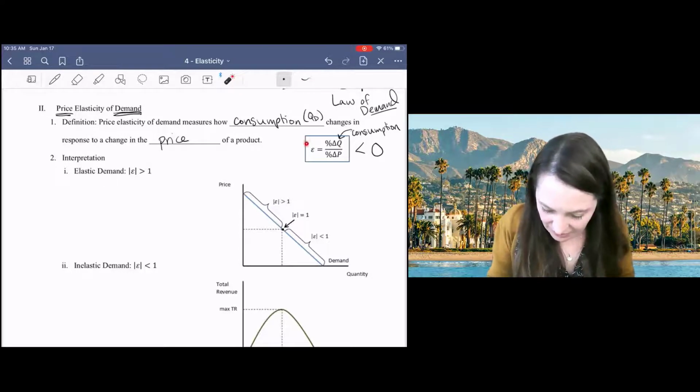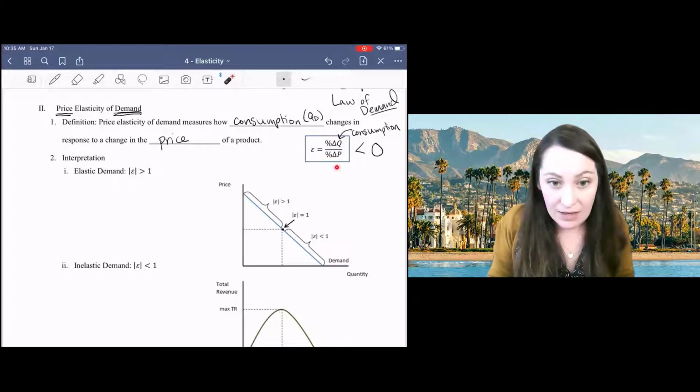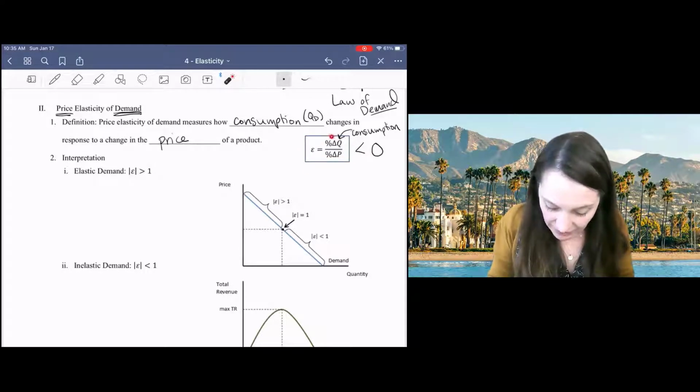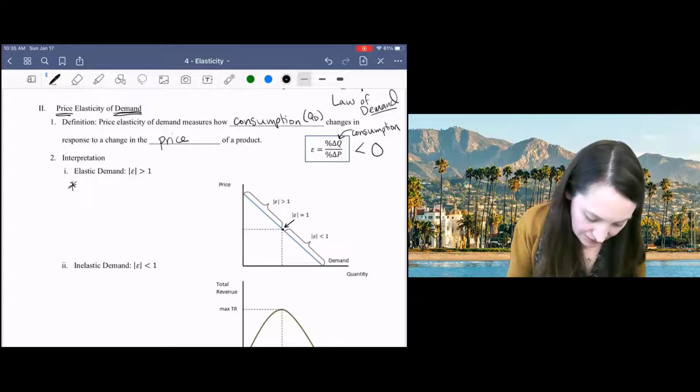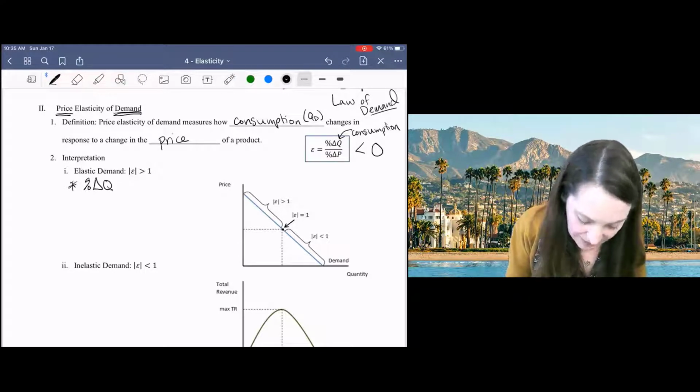Return to this fraction. When this fraction is larger than 1, it means the numerator is larger than the denominator. So when the price elasticity is greater than 1, we know that the percent change in quantity demanded is larger than the percent change in the price.